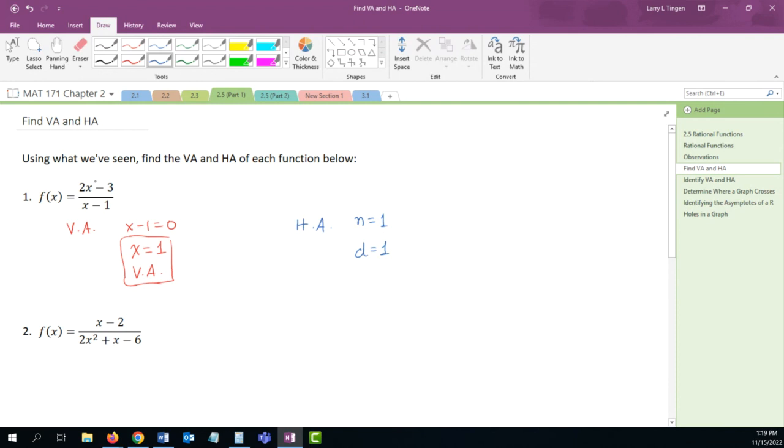Why is it 1? Because I have my variable. There's no power written, so there are understood ones there. So the degree of the numerator is 1. The degree of the denominator is 1. Whenever this happens, when n equals d, then we're looking at a horizontal asymptote of the ratio of the leading coefficients. Leading coefficient for the numerator here is 2. Leading coefficient for the denominator is 1. 2 divided by 1 is 2. So that means I'm looking at a horizontal asymptote of y equals 2.